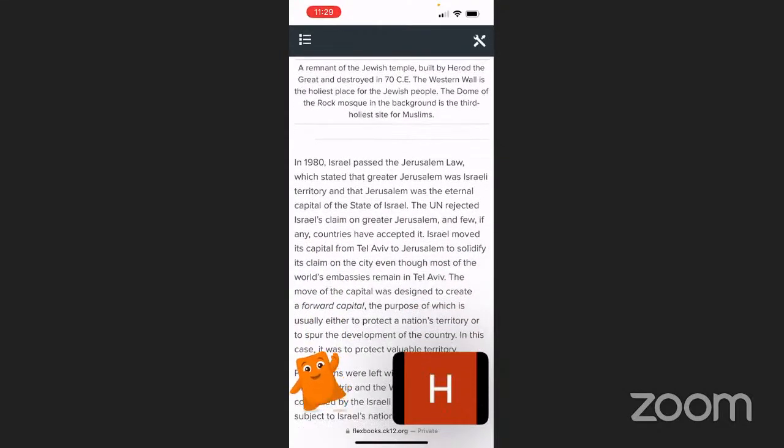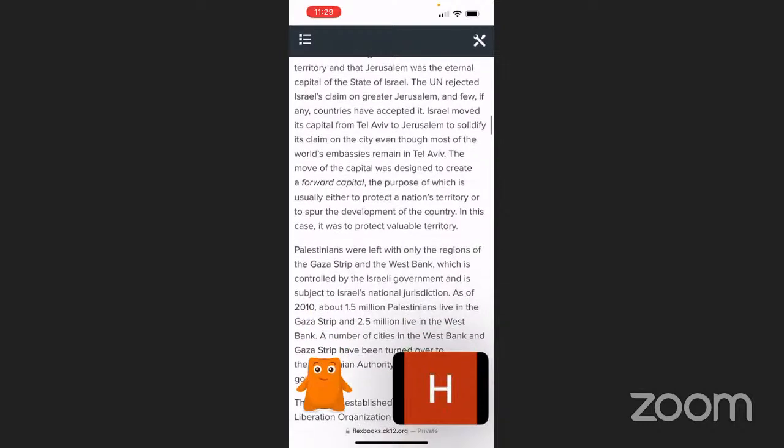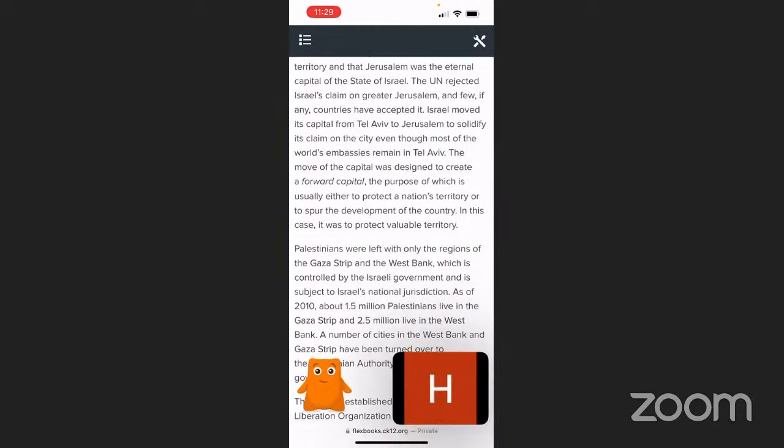In 1980, Israel passed the Jerusalem Law, which stated that Greater Jerusalem was Israeli territory and that Jerusalem was the eternal capital of the State of Israel. The UN rejected Israeli claims on Greater Jerusalem, and few, if any, countries have accepted it. Israel moved its capital from Tel Aviv to Jerusalem to solidify its claim on the city, even though most of the world's embassies remain in Tel Aviv.